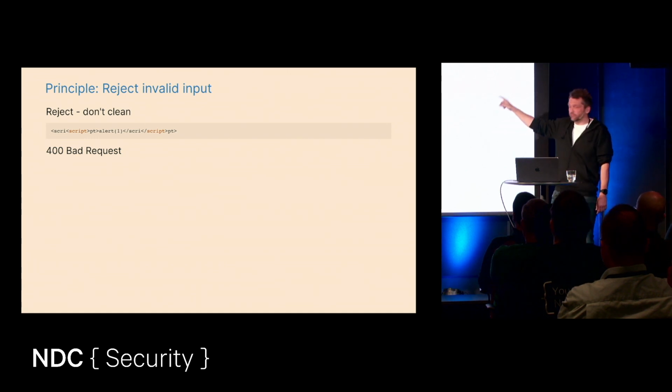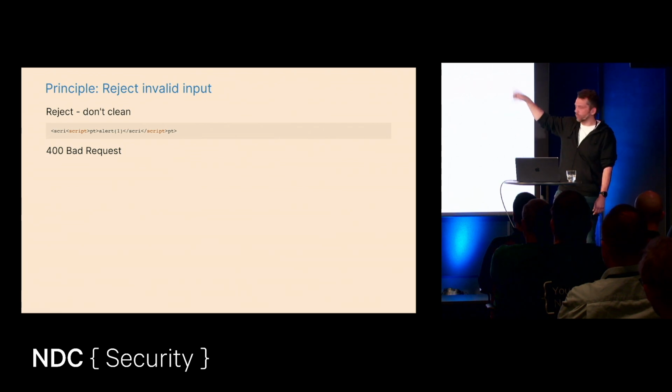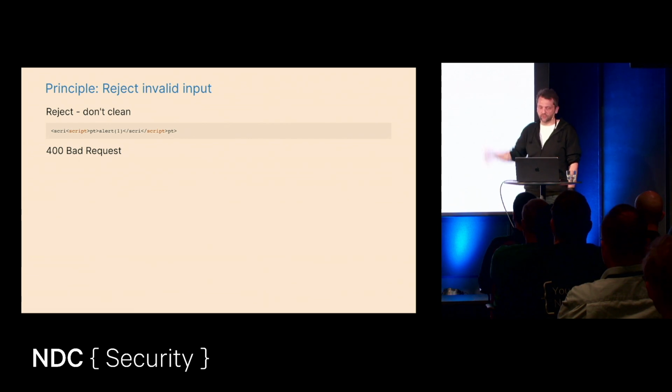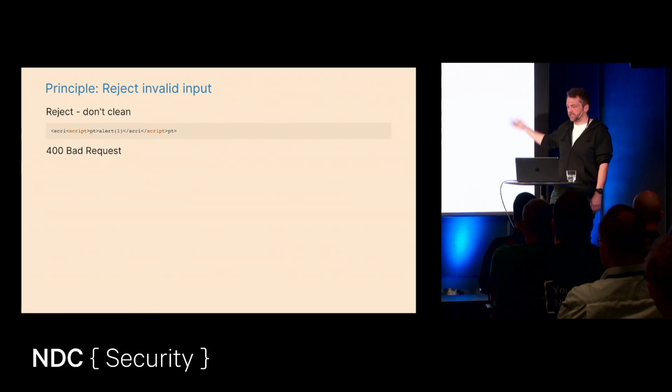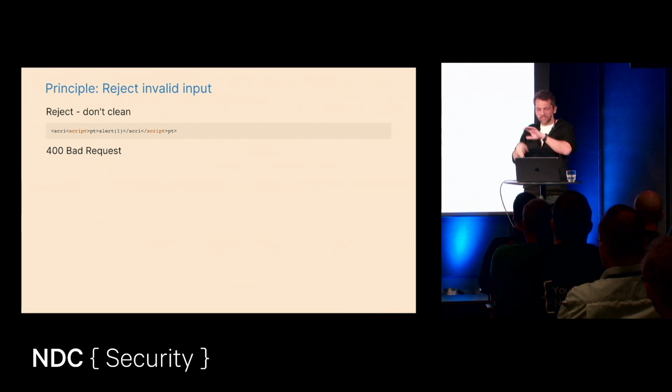Because this is a very simple example. Okay, we're going to remove all the script tags. So we remove it once, and then we have a new script tag because things are concatenated, and then you have a script all over again. This is just a really dumb and simple example, but you can imagine stuff like this happening if you try to fix the input, clean the input.